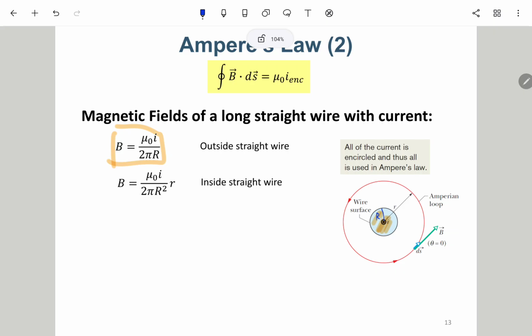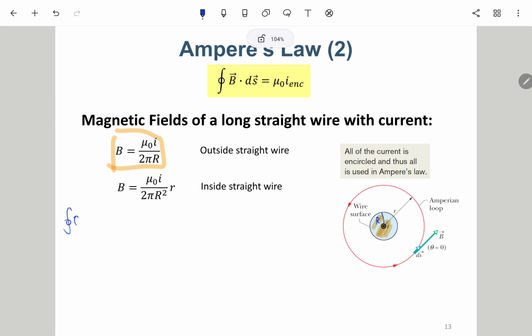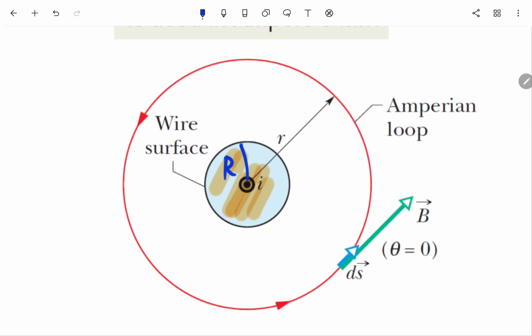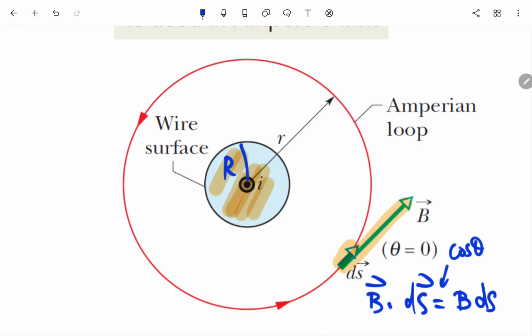So in such a way, we can use Ampere's law to find this one. We have the integration of B dot ds equals mu 0 I enclosed. Here mu 0 I enclosed is nothing but mu 0 I. For every ds, B has the same direction as ds, which means B dot ds becomes B times ds times cosine of 0 degrees, and cosine of 0 degrees is 1.